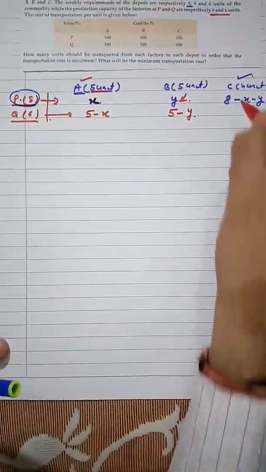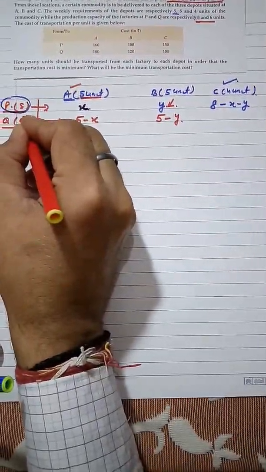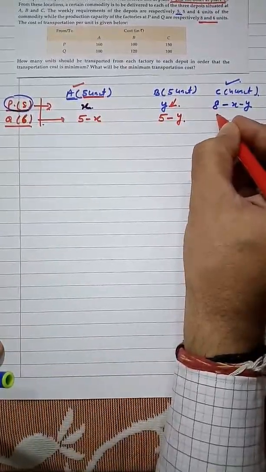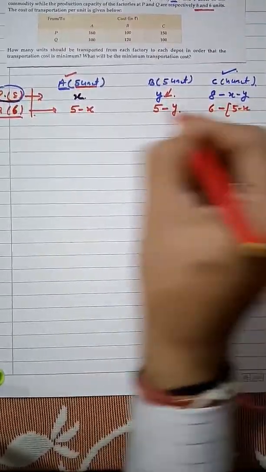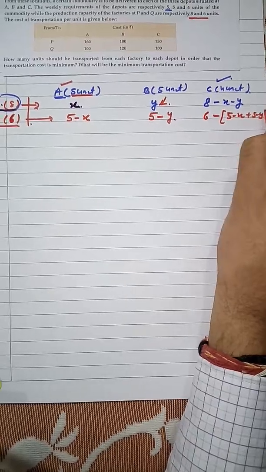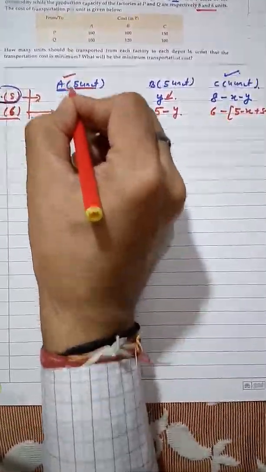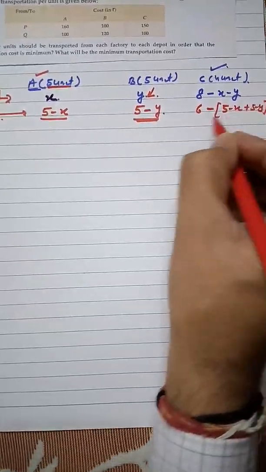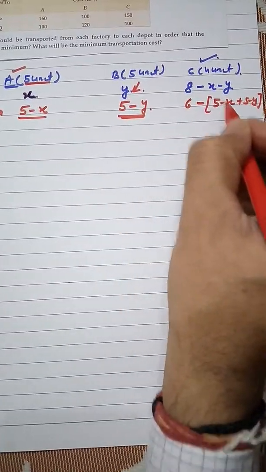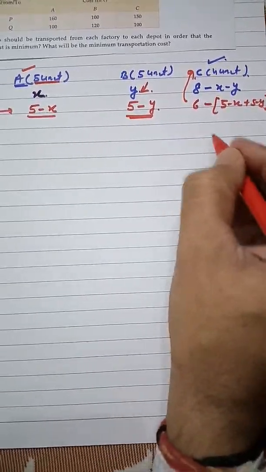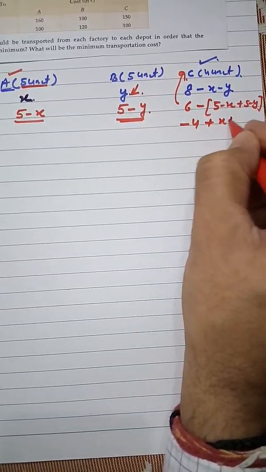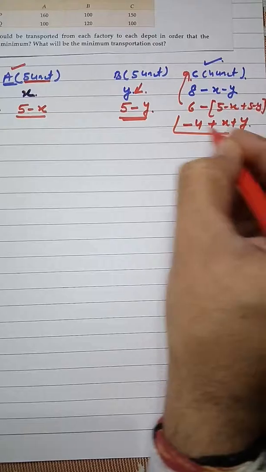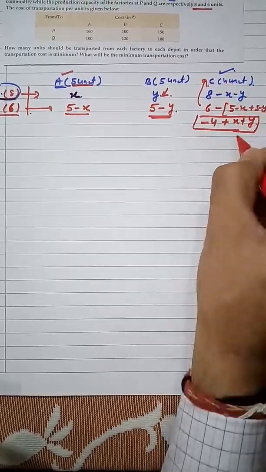Now how will depot C get its share? Factory Q has the capacity of 6 units, but it has already given 5 minus X to A and 5 minus Y to B, so it will give 6 minus (5 minus X) minus (5 minus Y) to depot C. So the total quantity, if you solve this, is minus 4 plus X plus Y units, which C will get from Q.